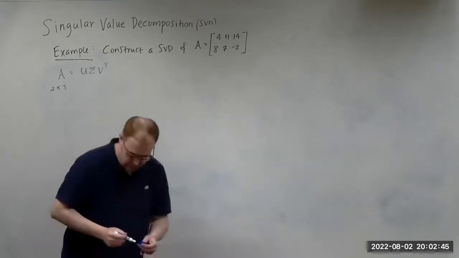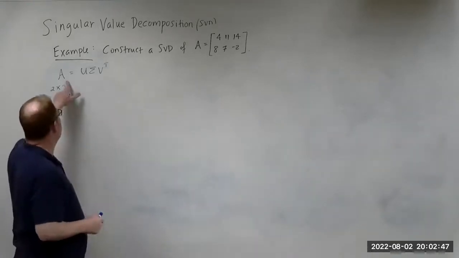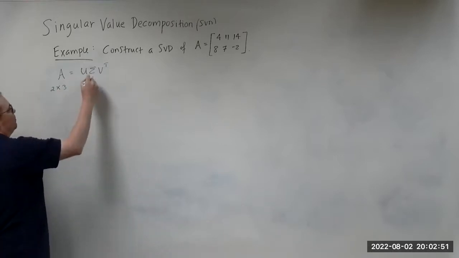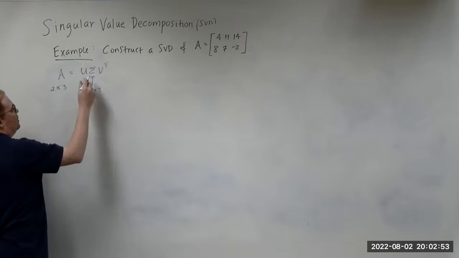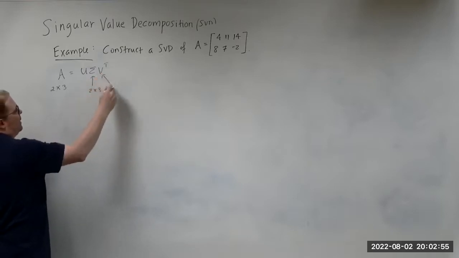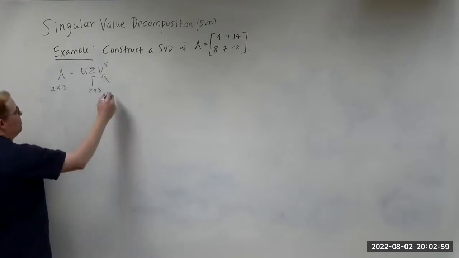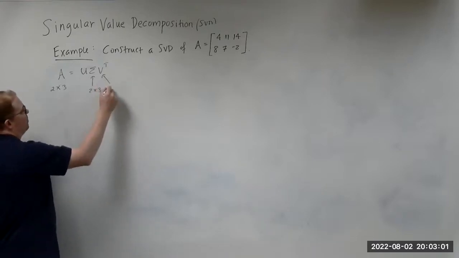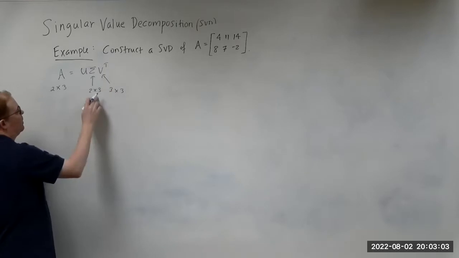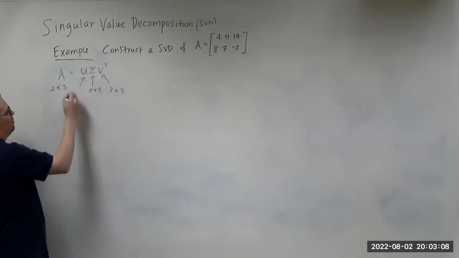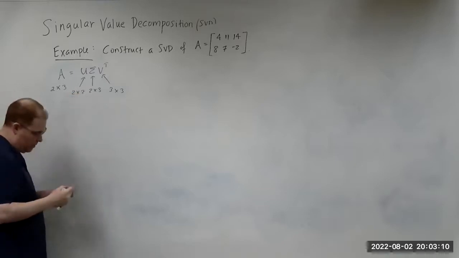So a general rule of thumb is that this matrix A and sigma have to be the same size. Okay, so this is 2 by 3. So remember that U and V have to be square, right? V definitely, so 3 by 3, and then U has to be, in order for this to work, 2 by 2.